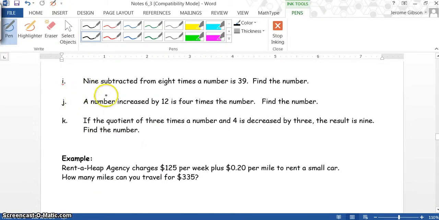Now we come here to I. It says 9 subtracted from 8 times the number is 39. So now it says find the number. So we will have 8 times the number minus 9. This is 9 subtracted from 8 times the number, and that equals 39.